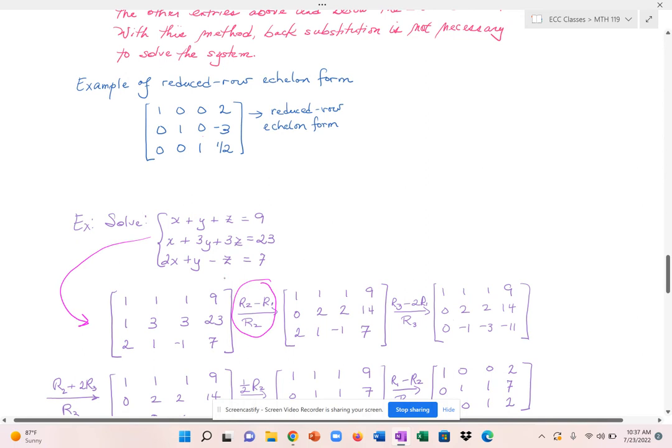And so row 1 and 3 get copied over, and my new row 2, when I subtract row 2 minus row 1, will be 0, 2, 2, and 14, right? 23 minus 9 is 14.